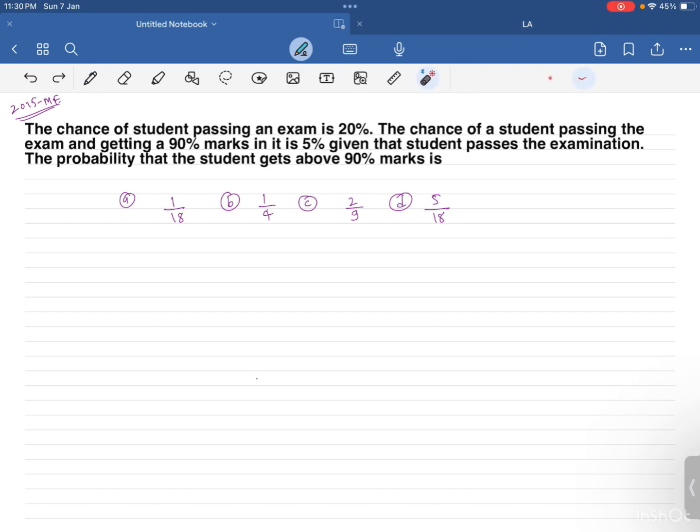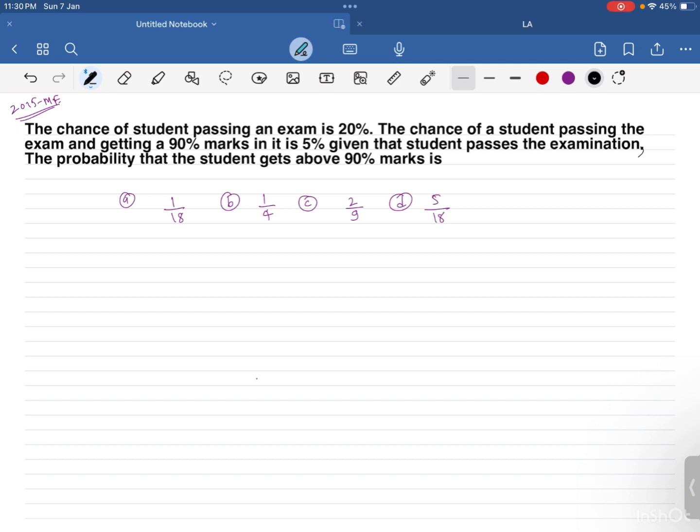Okay, so let's look at this question. This question is from Mechanical 2015. The chance of a student passing an exam is 20%. The chance of a student passing the exam and getting above 90% marks is 5%. Given that the student passes the examination, what is the probability that the student gets above 90% marks?